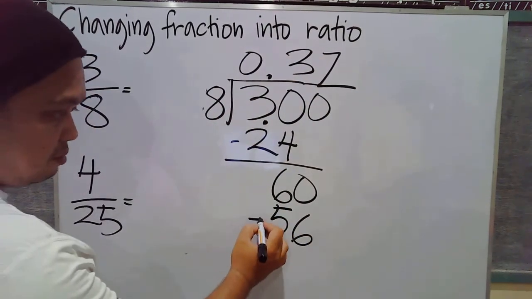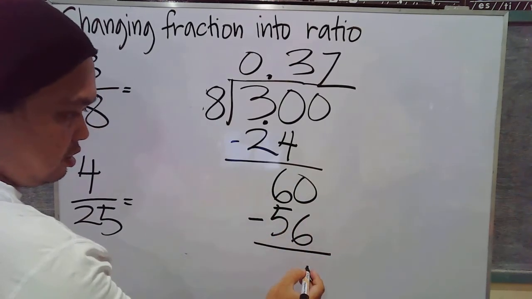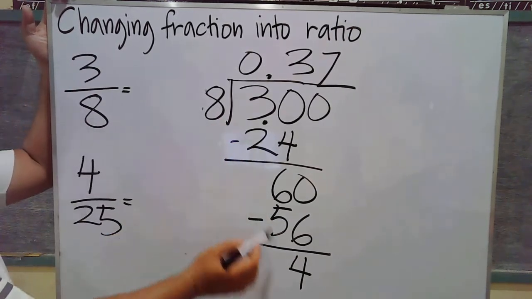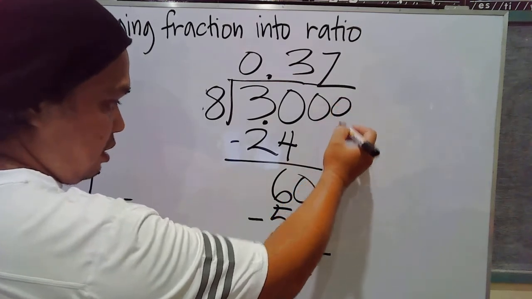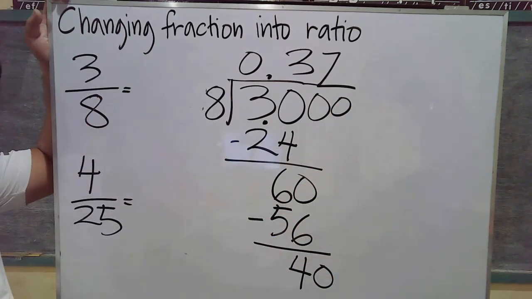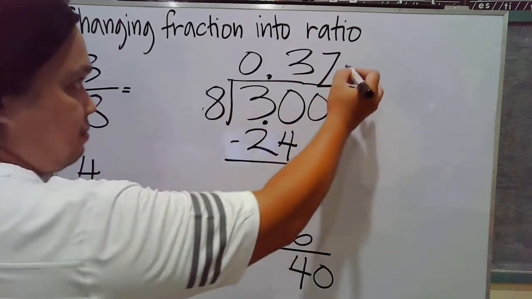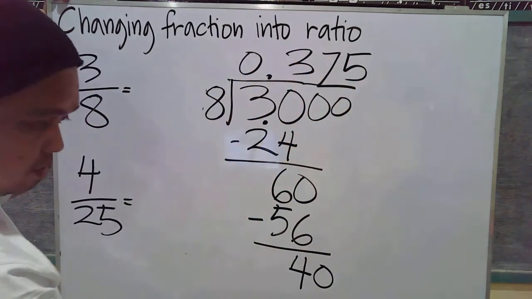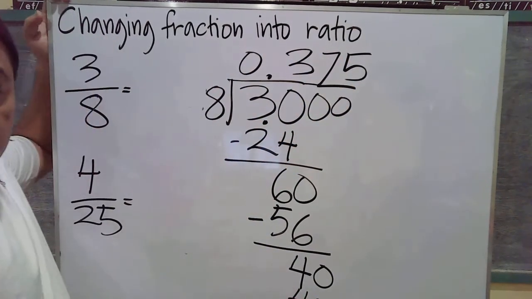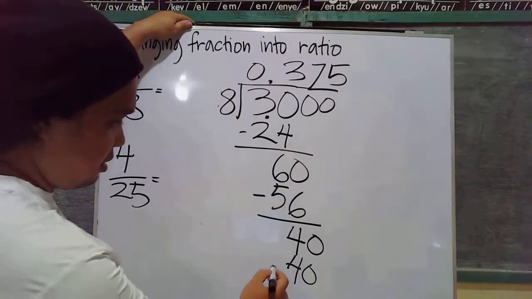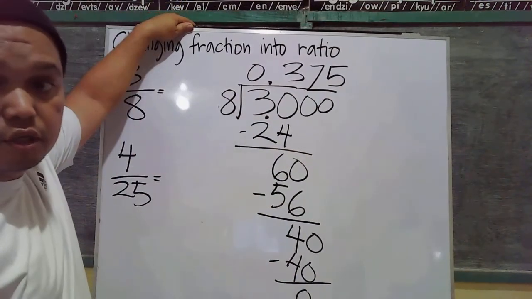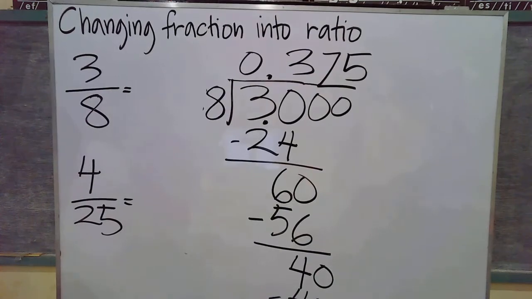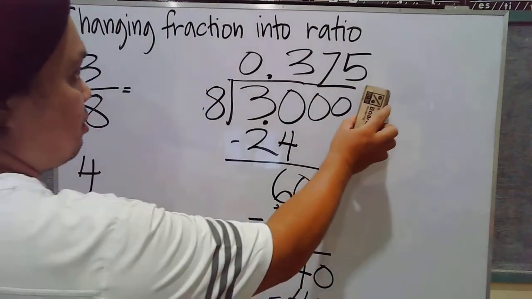Okay, so let's subtract. 60 minus 56 is 4. Now 4 divided by 8 cannot be done because 8 is greater than 4. So just bring down 0 to make it 40. So we can divide. 40 divided by 8 is 5. Now 5 times 8 is 40. Okay. Now 40 minus 40 is 0. Okay. So we have 0.375 for its decimal number.